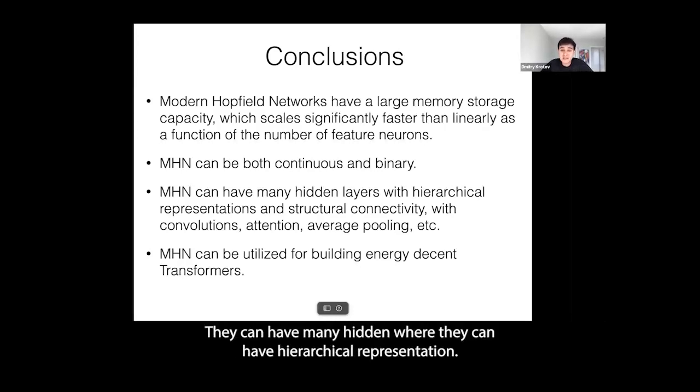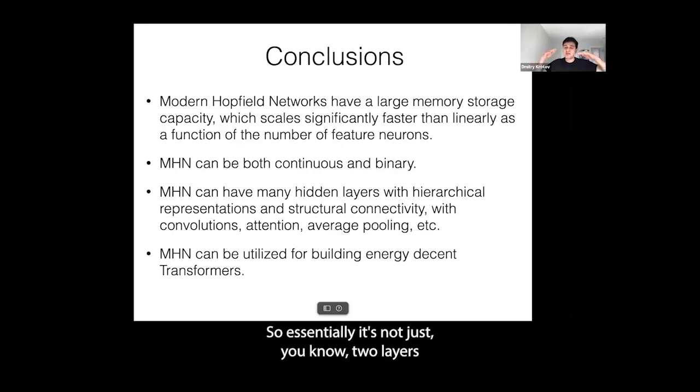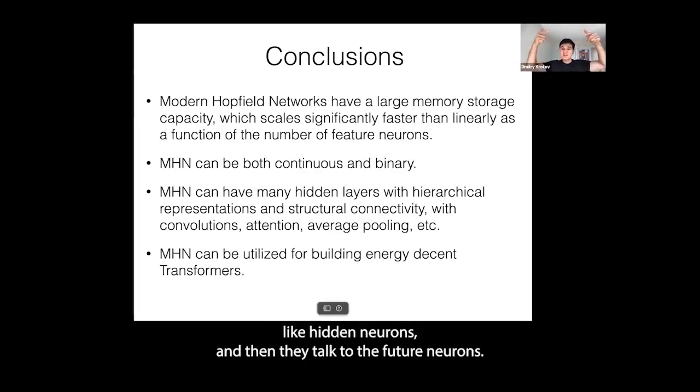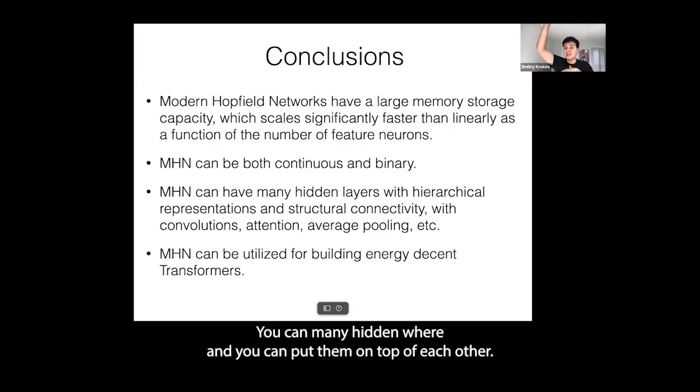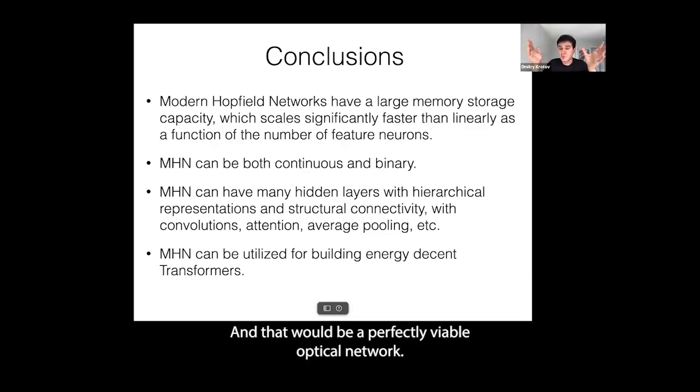They can have many hidden layers. They can have hierarchical representations. So essentially, it's not just two layers, like hidden neurons that talk to the feature neurons. You can have many hidden layers, and you can put them on top of each other, and that would be a perfectly viable Hopfield network, and you can work with it.